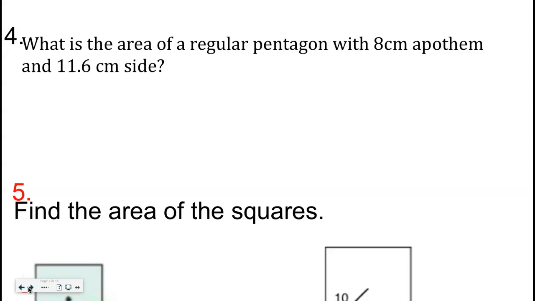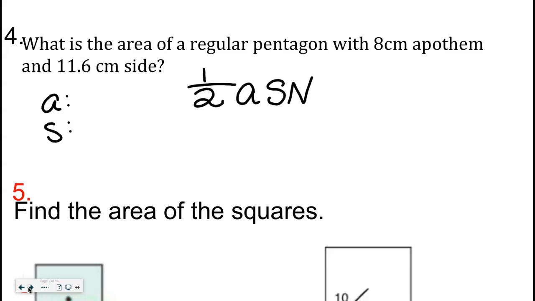This one I don't have a picture, but I know my formula for area is 1/2. You go ahead and write it down, A, S, N. It tells me I'm working with a pentagon. So, if it's a pentagon, Julia, which one of these do I know for sure? I know the number of sides. A pentagon has 5 sides. So you'll always get that ingredient for free.